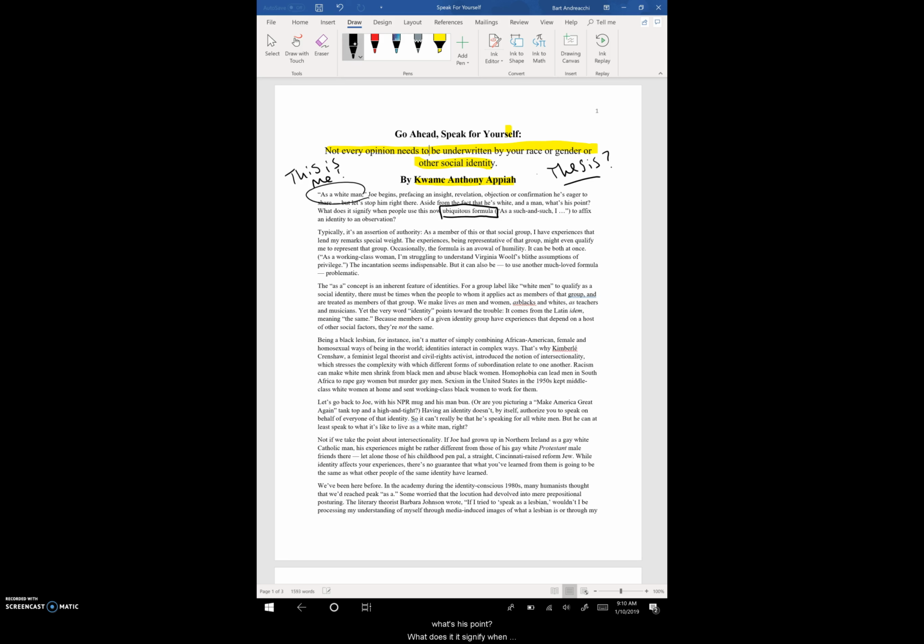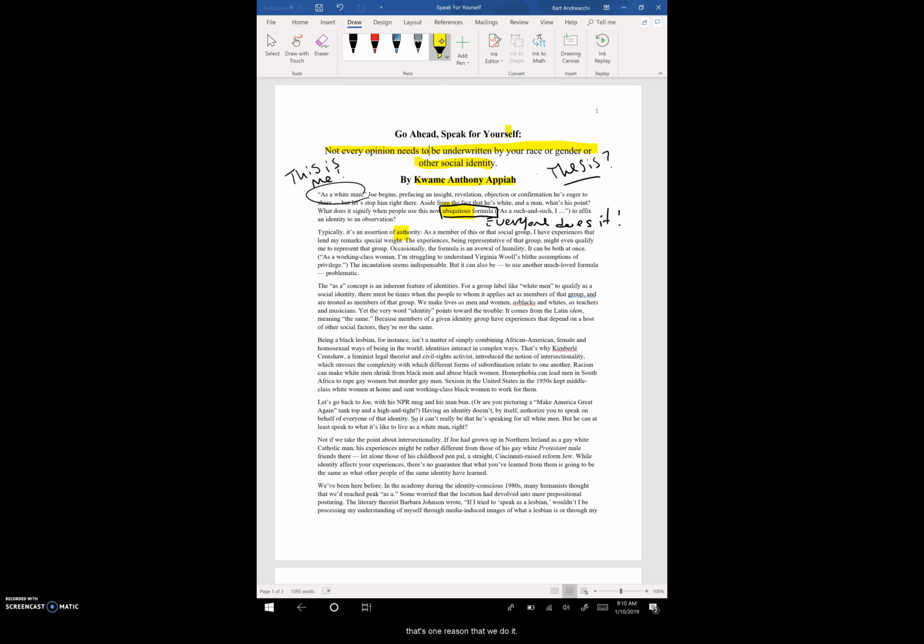Aside from the fact that he's white and a man, what's his point? What does it signify when people use this now ubiquitous formula? And I'm going to highlight that word ubiquitous because it's a tricky word that I want to come back to. I look it up and I see that it means everybody does it, right? So I'm going to make a note. Everybody does this to affix an identity to an observation.